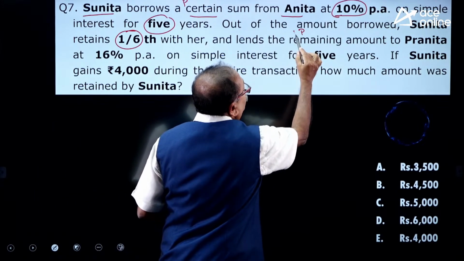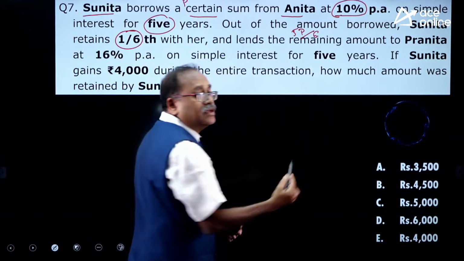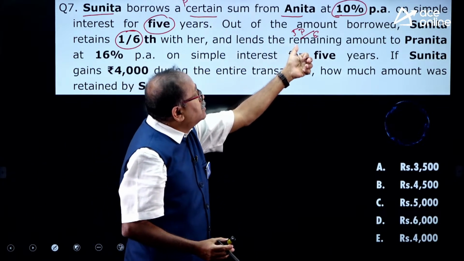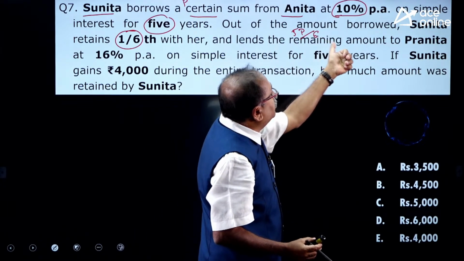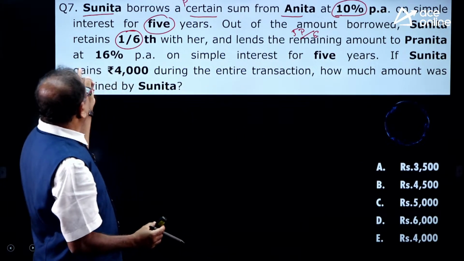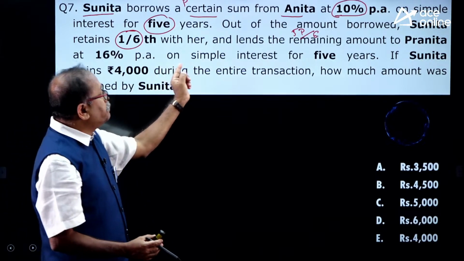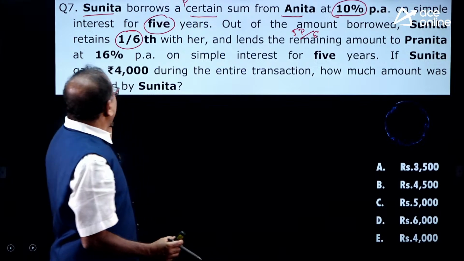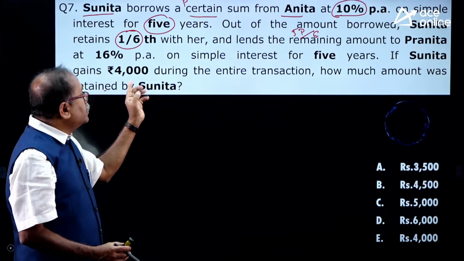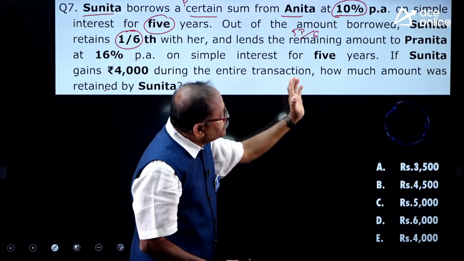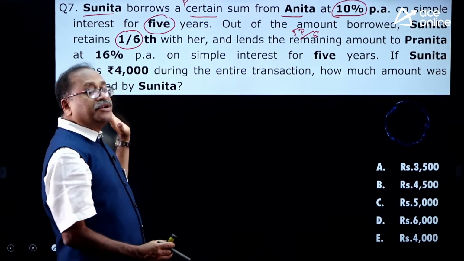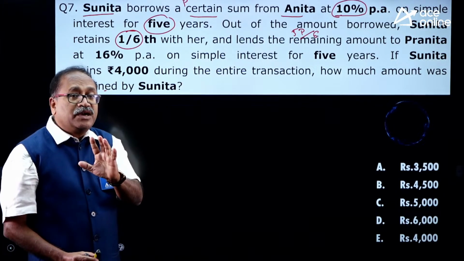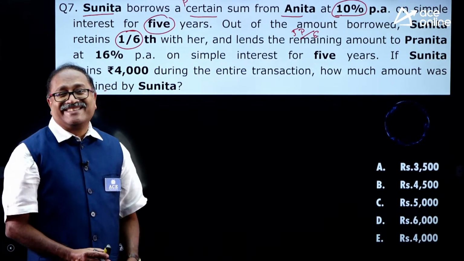What is the remaining amount? 5P by 6 is the remaining amount if the initial amount is P. So, she lends 5P by 6 amount to Pranita at 16% per annum simple interest for 5 years. If Sunita gained rupees 4,000 during the entire transaction, how much amount was retained by Sunita? 1/6 of P retained by Sunita. How much is that amount?